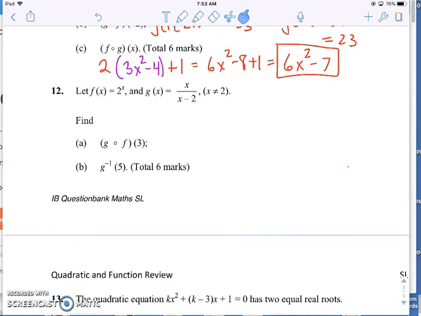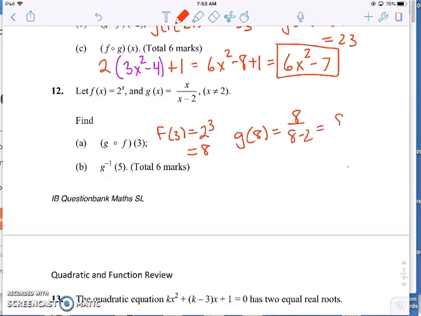So this bottom one, number 12. So we have two functions, f and g. Find g of f of 3. So the first thing we're going to find is f of 3. So 2 to the third is 8. So now g of 8 equals 8 over 8 minus 2, so 8 over 6, or 4 over 3.